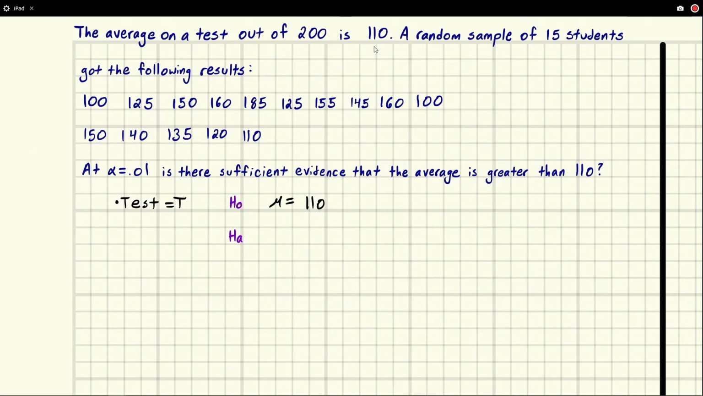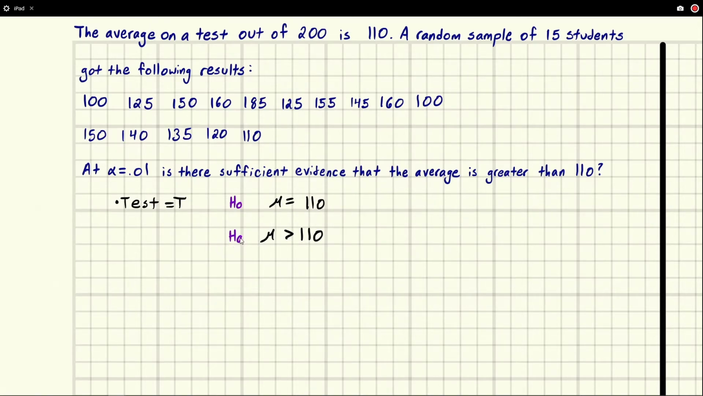The alternative is going to be what we're trying to say about it, which, typically, you'll find at the bottom here in the last sentence. We want to know if we can have sufficient evidence that the average is greater than 110. So we're saying, no, we think that this population average is actually bigger than 110. Students are doing a little better. So we've got some data here. We can put this thing to the test.